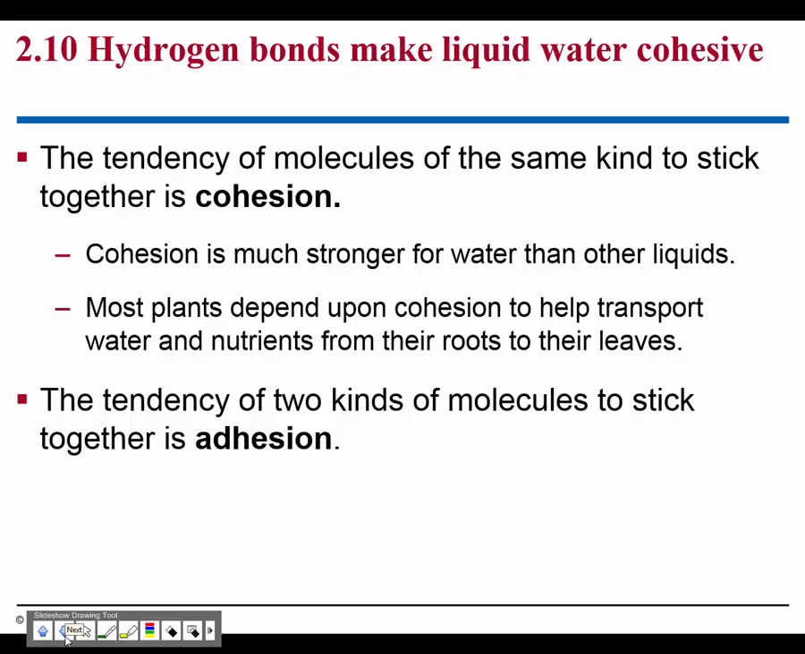And that cohesion is very important for plants. You get these redwood trees that are hundreds of feet high, and how do we get water from the bottom all the way up to the top? And that's cohesion. That water sticks together, and that helps bring it up the tree, fighting gravity. And the tendency of two kinds of molecules to stick together is adhesion. So, same kind, cohesion. Different kinds, adhesion.